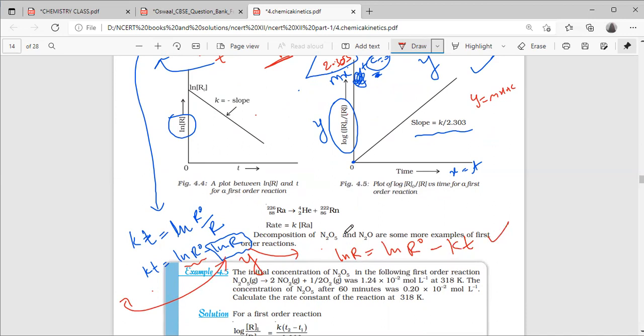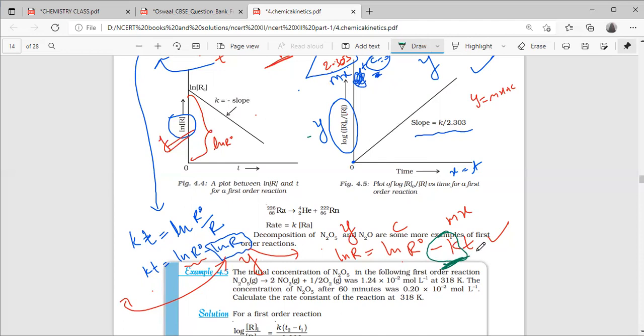Now it is y equals mx plus c. Now y, I am taking on the y-axis, ln r. Then c is the constant intercept, ln r0. This distance is ln r0. Then t on the x-axis. What is the slope here? Minus k is the slope.